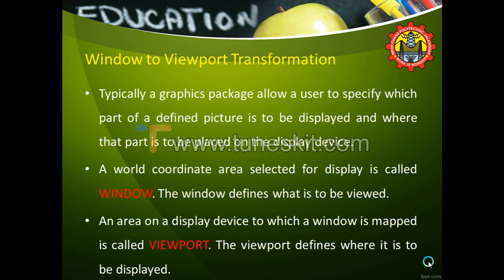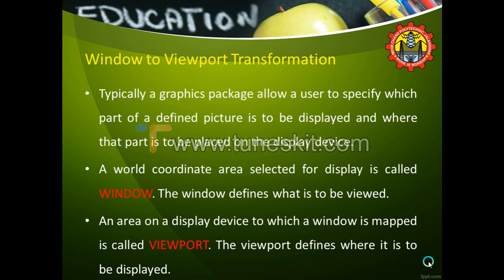What part of a picture is to be displayed is selected by the window. Means a world coordinate area selected for display is called a window. The window defines what is to be viewed. Means which part of that particular object you want to see, how will you select that part? With the help of that dotted window.